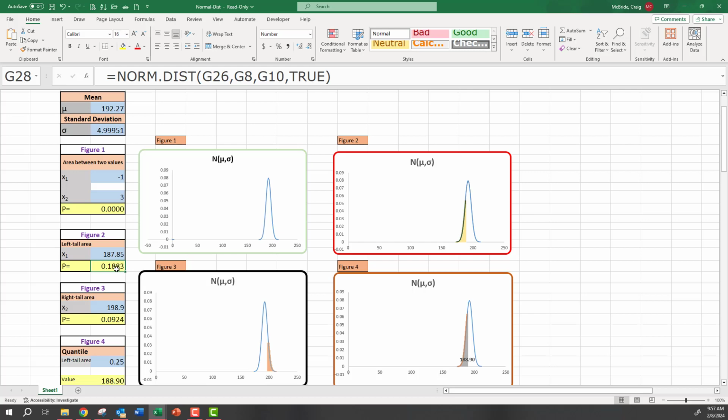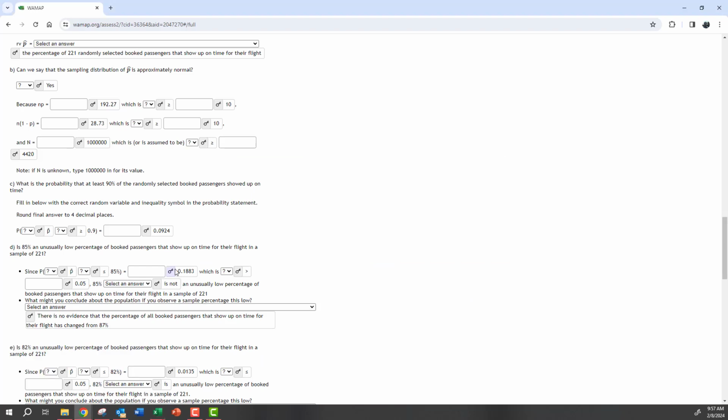So that's another tip. So there's our answer. We can go back to the question and see that it matches perfectly, 0.1883. And then, of course, because it's greater than 5%, 85% is not considered an unusually low percentage of booked passengers, and therefore there is no evidence. So if it's not unusual, there is no evidence that the percentage of booked passengers has changed from 87. We're basically saying 87 is still assumed to be true. And these are concepts that we're going to hit further on, in depth, when we get to hypothesis testing formally.